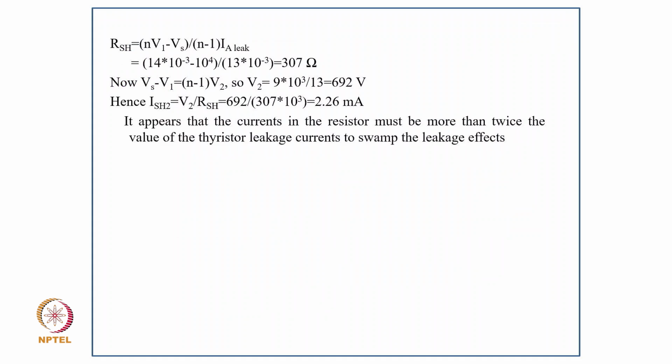So then RSH equal to (n V1 minus Vs) divided by (n minus 1) into I leakage. So putting the value it comes 307 ohm, and now Vs minus V1 equal to (n minus 1) V2. So V2 comes around 692 volt. So hence ISH2 is V2 upon RSH. Putting value it comes 2.26 milliampere. So it appears that the current in the resistor must be more than twice the value of thyristor leakage current to swamp the leakage effect.